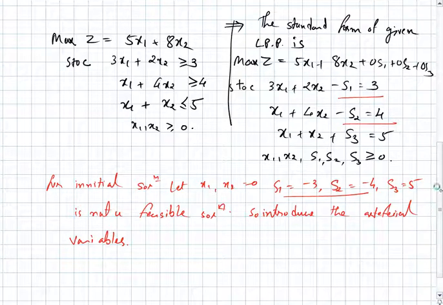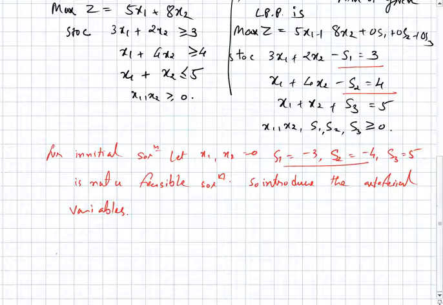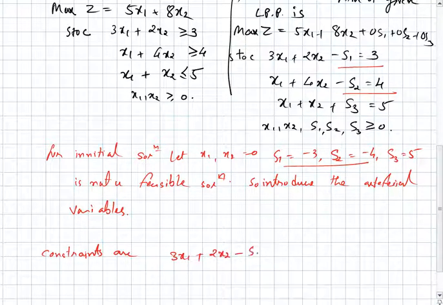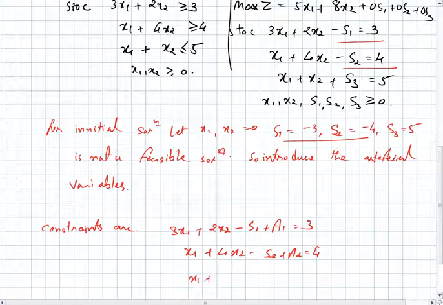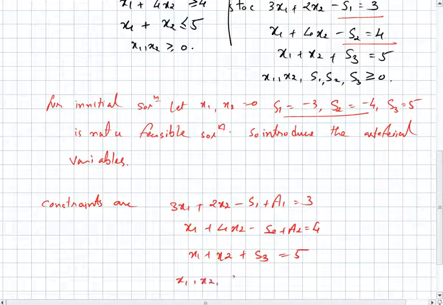So now the constraints, I am writing only the constraints: 3x1 plus 2x2 minus s1 plus a1 equals 3, x1 plus 4x2 minus s2 plus a2 equals 4, x1 plus x2 plus s3 equals 5, and as previous, x1, x2, s1, s2, s3, a1, a2 all are greater than or equal to 0. Now we are going to use the two-phase method.